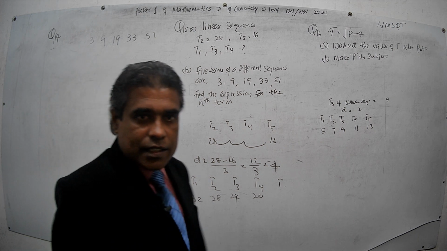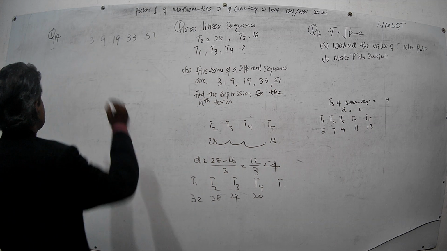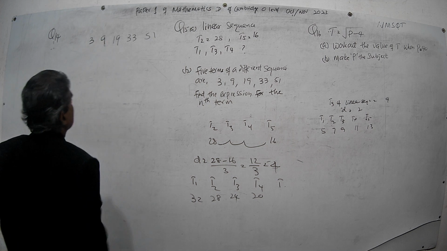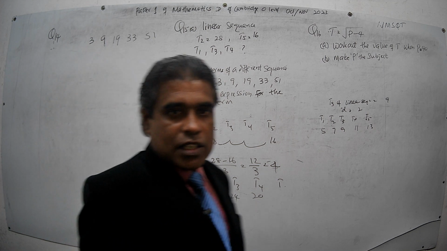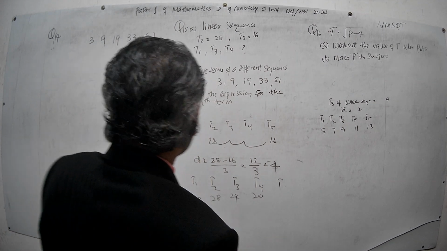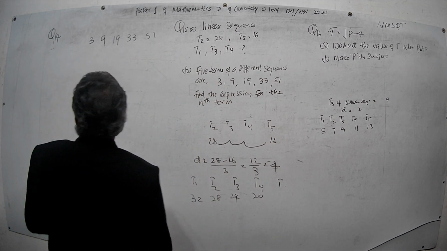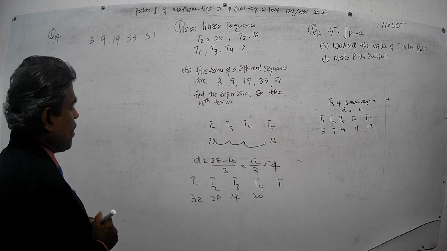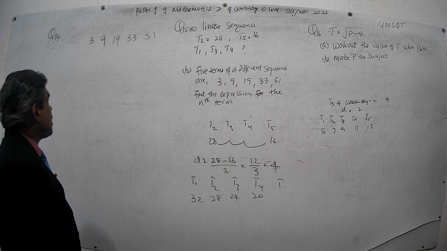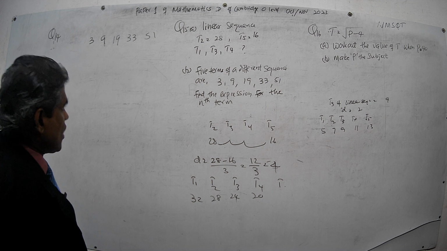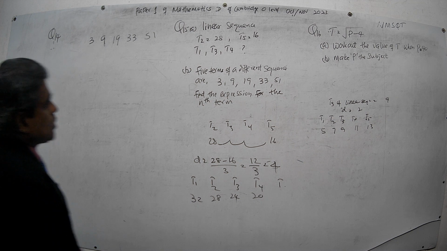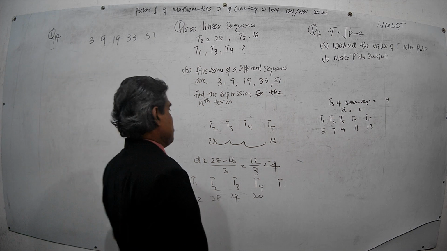Okay. 3, 9, 19, 33, 51. Right. So they are the first 5 terms of another sequence. Then they ask to find the expression for the nth term.